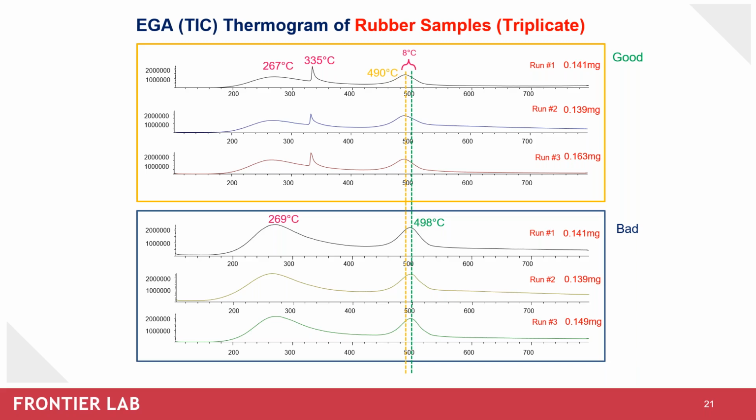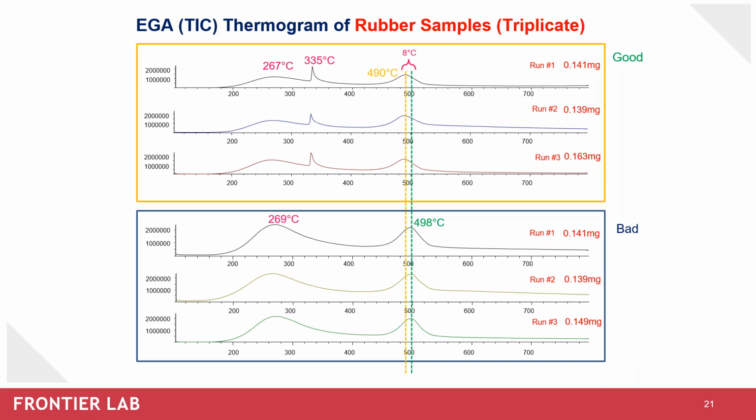So by looking at the EGAs here, you'll see that the good sample has a relatively sharp peak at about 335 C. The bad sample also has a bigger peak than the good sample, but in a lower temperature zone. Also, the apex of the higher temperature zone is slightly different between the good and the bad sample. So the apex is 490 C for the good sample and 498 C for the bad one. So even that 8 degree Celsius difference can indicate that the chemical composition of the samples is not the same.